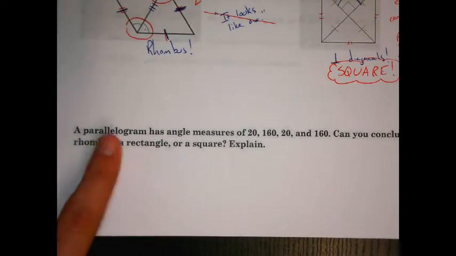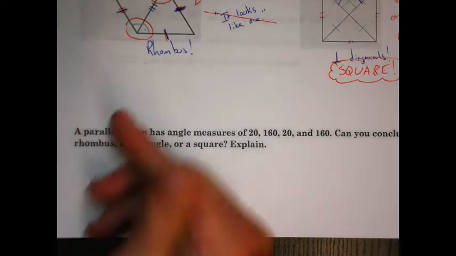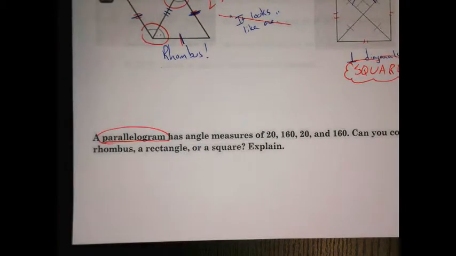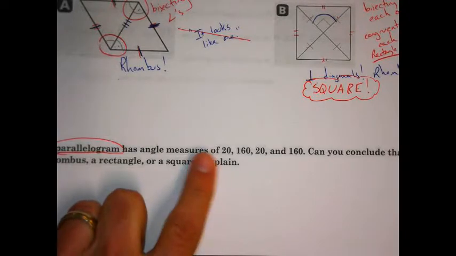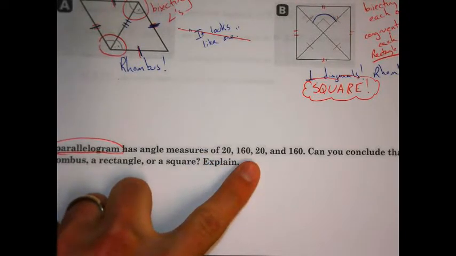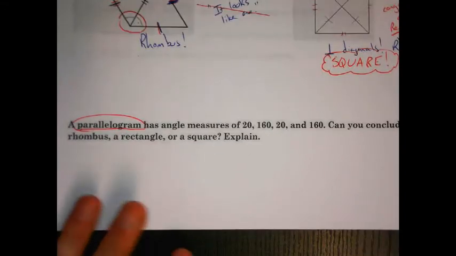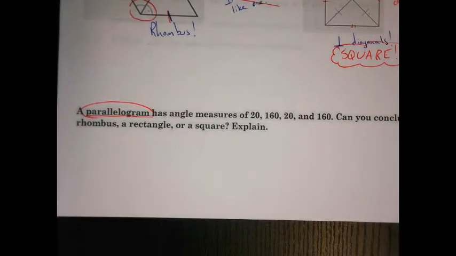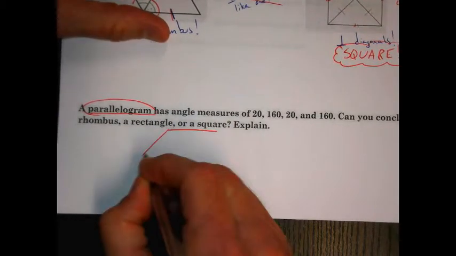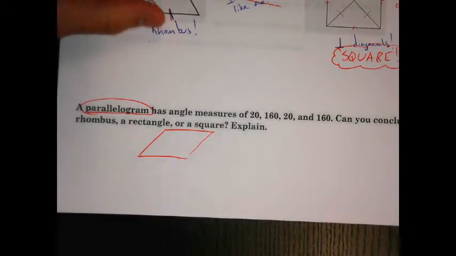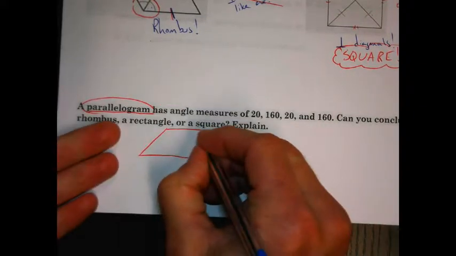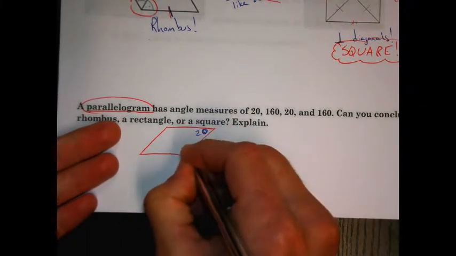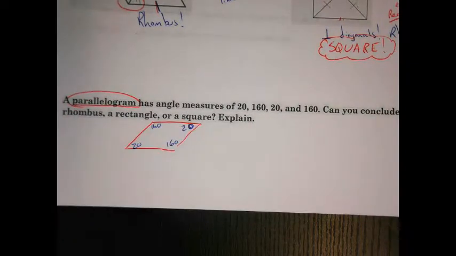A parallelogram. Key term here. All the things we know about parallelograms. A parallelogram has angle measures of 20, 160, 20, 160. Can we conclude that it's a rhombus, a rectangle, or a square? Let's explain. Let's entertain a few notions. Let's just draw a random parallelogram. It's random because it's a random parallelogram. And it has angle measures of 20, 160, 20, 160. So is this a parallelogram? Is this a rhombus, a rectangle, or a square?